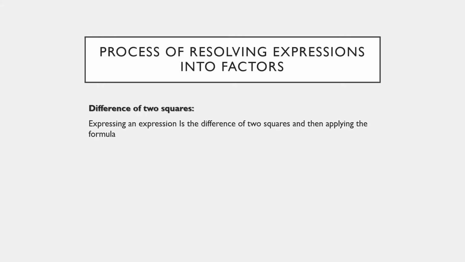Expressing an expression as the difference of two squares and then applying the formula a square minus b square equals a plus b into a minus b. In this process, we need to reshape and rewrite the given expression to make it the difference of two squares, like a square minus b square. Then we apply the formula, a plus b into a minus b. This is how we can get the factors by the process of difference of two squares.